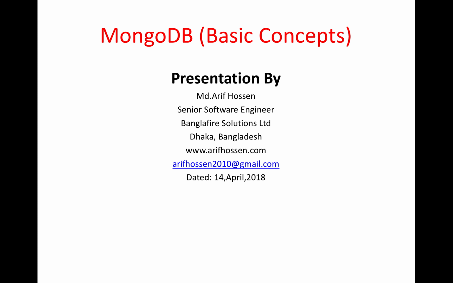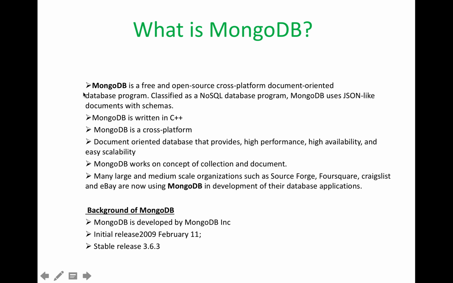So what is MongoDB? MongoDB is a free and open source cross-platform document-oriented database program classified as a NoSQL database program. MongoDB uses JSON-like documents with schemas. MongoDB is written in C++. MongoDB is also a cross-platform document-oriented database that provides high performance, high availability, and easy scalability. MongoDB works on the concept of collection and document.